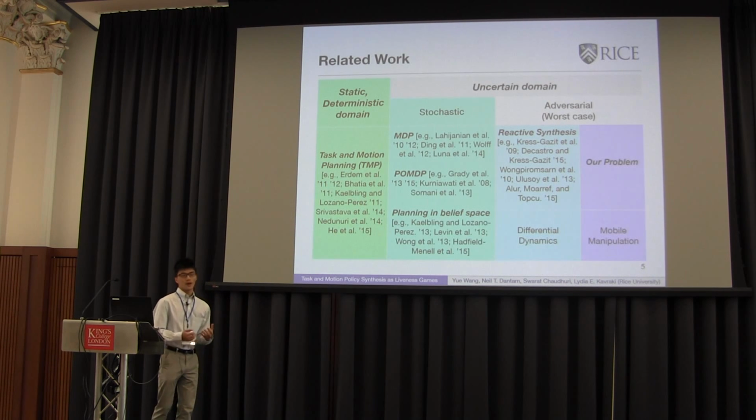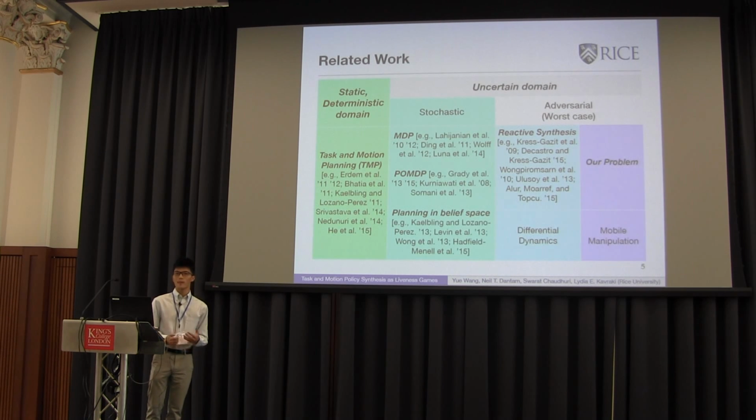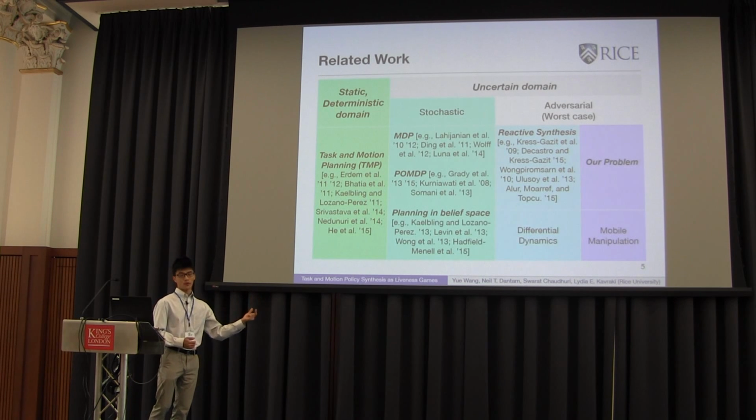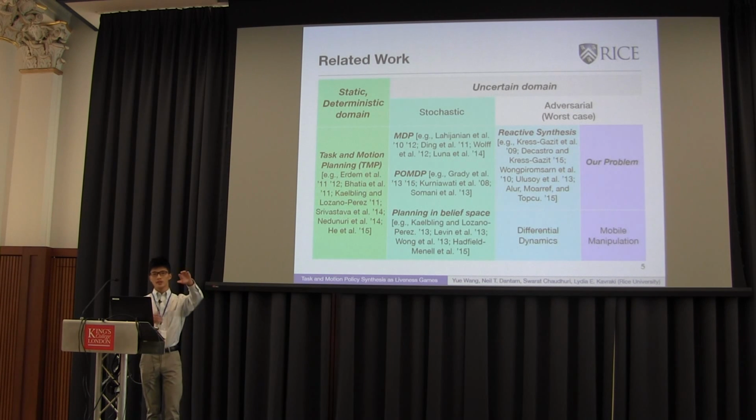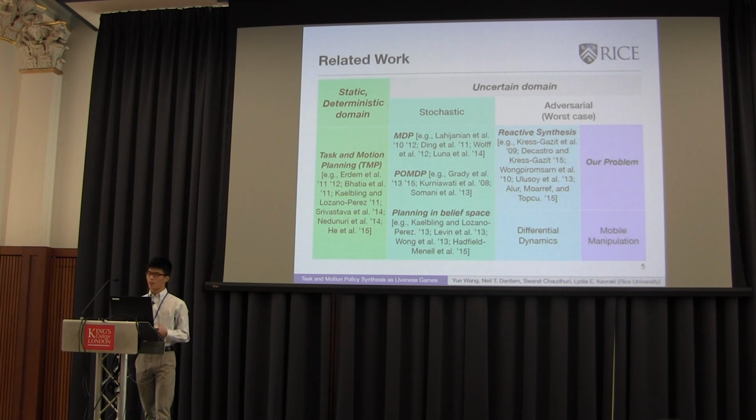reactive synthesis solves a similar problem. The difference is that they synthesize controllers for complex dynamic systems, while in our case, we focus on pure geometric mobile manipulation. Since each arm of the robot has 7 degrees of freedom, this high dimensionality brings new challenge.